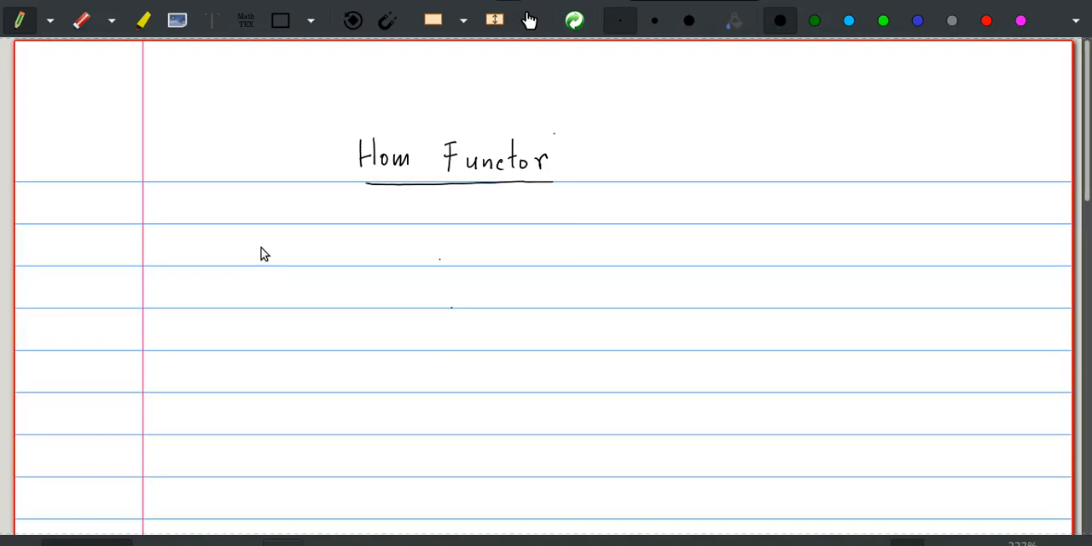Shahnaz. In this lecture we will introduce the Hom functor. Now before that, let us do some homework.